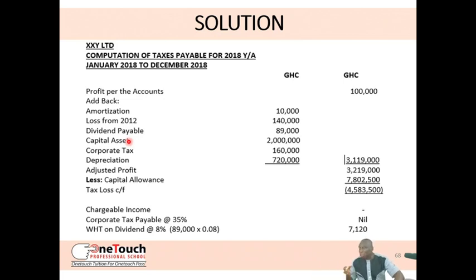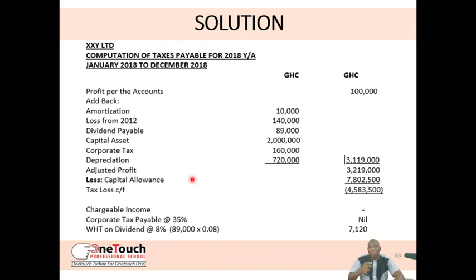Income tax is an excluded expenditure. The tax that the government wants, you pay government and then you come and charge as an expense. No way, it will not be allowed. So you add back. Depreciation is also not an allowable expenditure in the financial statement. So when you put all these figures together, you get 3.1. Add back to this figure, you get 3.219.